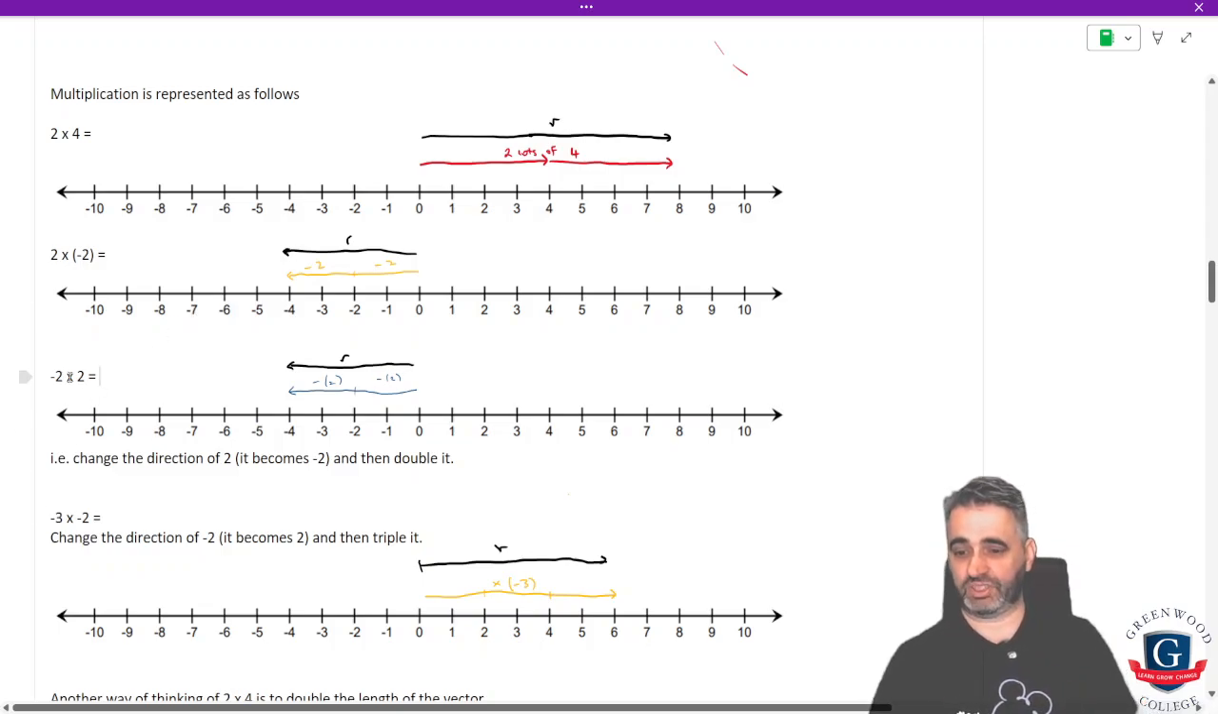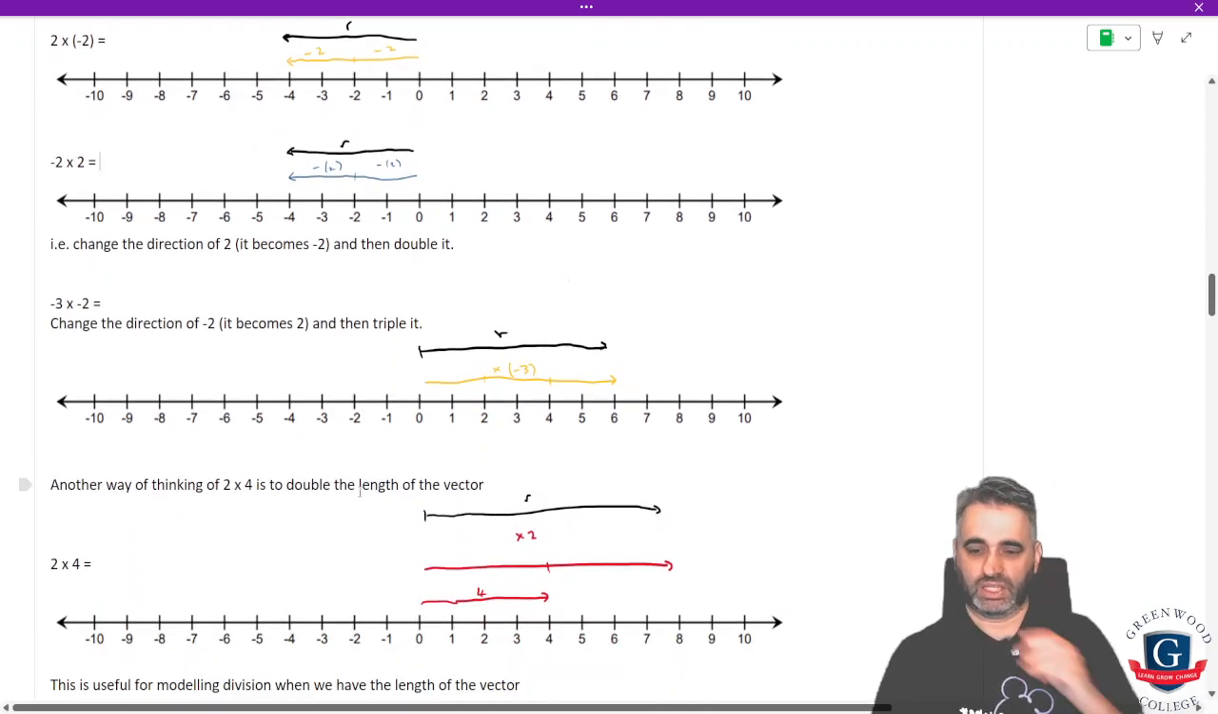In this case, we've done 2 lots of the minus 2 vector. Oh, hang on. So the 2 vector, change its direction, which is what we've done. And then we've got 2 lots of it. So change the direction of the 2 vector, it becomes minus 2, and then double it. Minus 3 times minus 2. Oh, here we go. Lots of minuses going on here.